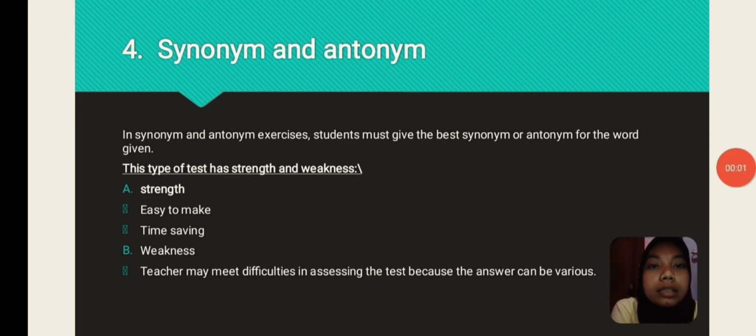Next slide, number 4, synonym and antonym. In synonym and antonym exercises, students must give the best synonym or antonym for the word given. This type of test has strengths and weaknesses. A. Strength. Number 1, easy to make. Number 2, time saving. B. The weakness. The teacher may meet difficulties in assessing the test because the answers can be various.